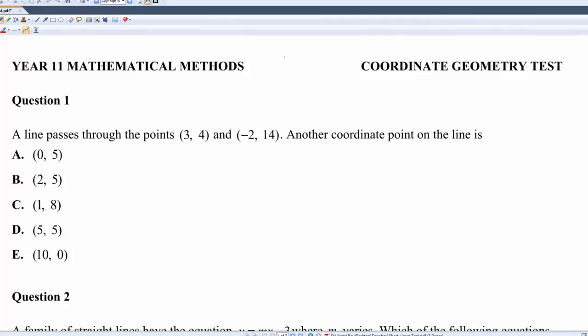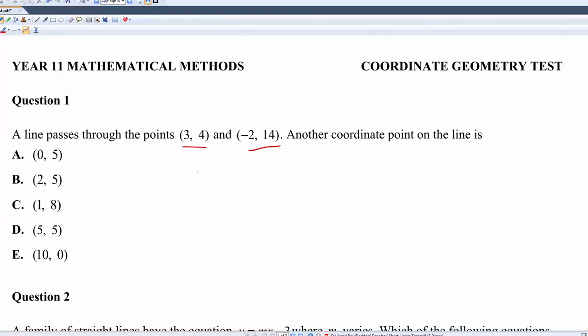Okay, here's the solutions for the coordinate geometry test. Alright, let's start with a multiple choice. So what we've got is a line passing through (3, 4) and (-2, 14), and what we want to do is find out which one of these points is actually on the line.